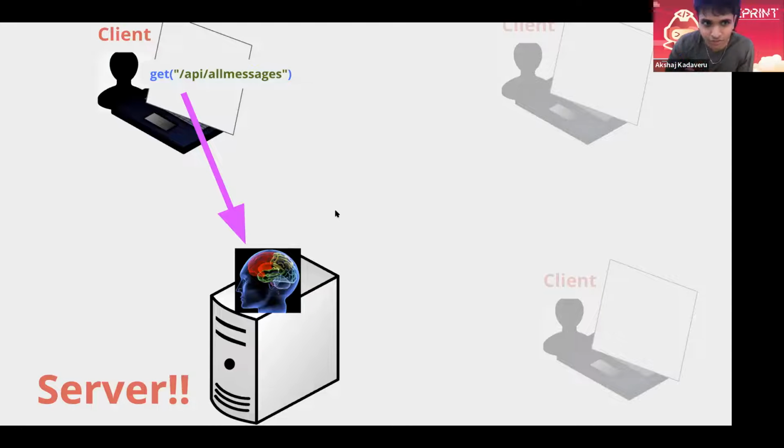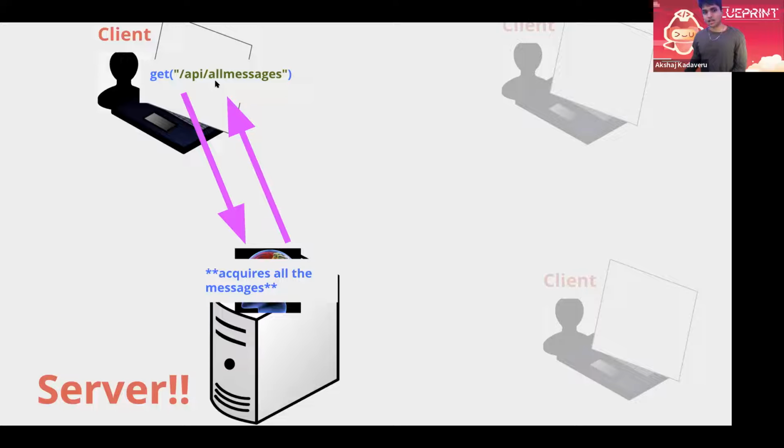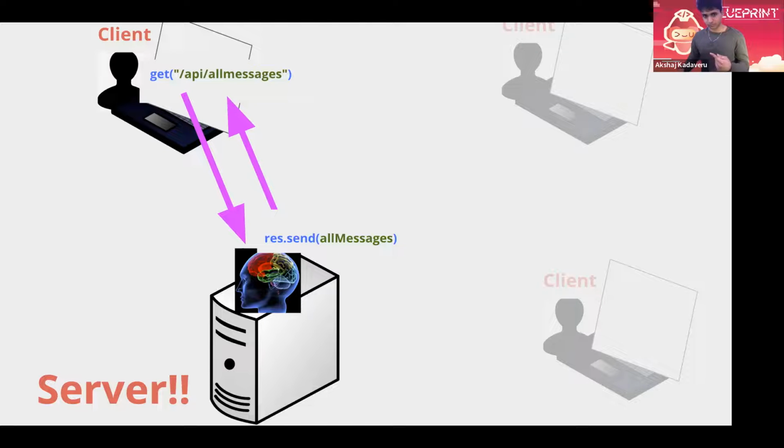So yeah, just showing the little diagram again. I'm a client, I'm on the website right now, and I might send a GET request to the server, and the server might see that GET request, and then it will figure out what to do. So it will acquire all the messages, and then it will send them back. We use this terminology res.send to send things back. So whenever you see res.send, think of it as sending a pigeon back from the secretary to the house.